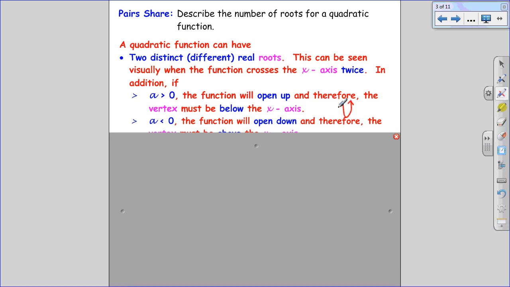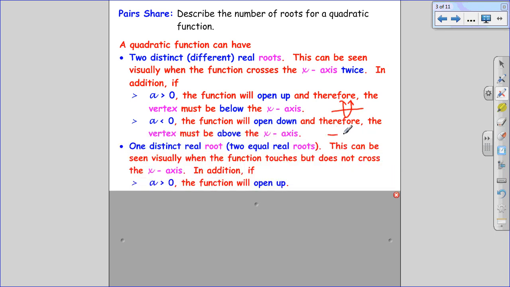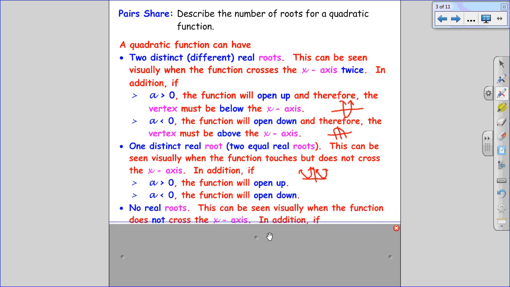So something like that, that's crossing over the axis. Or I could have something like this that opens down, the vertex is above the x-axis and crosses over. The other option is I could have something where the vertex sits on the axis. So there's really only one distinct real root, or what's sometimes referred to as two equal real roots.